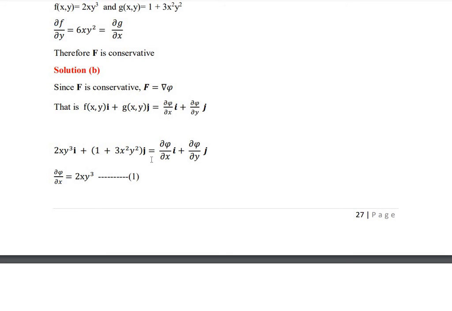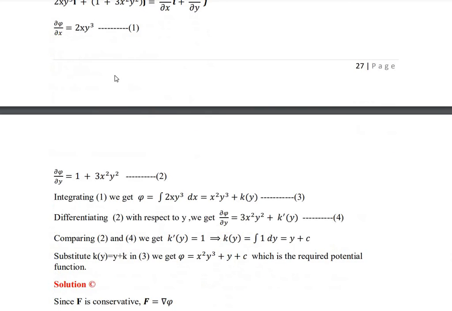So when you equate these two vectors, what about ∂phi/∂x? So equate the coefficients. So ∂phi/∂x is equal to 2xy cubed. Then ∂phi/∂y, what is that? 1 plus 3x squared y squared. Right? That is equation 1 and 2.